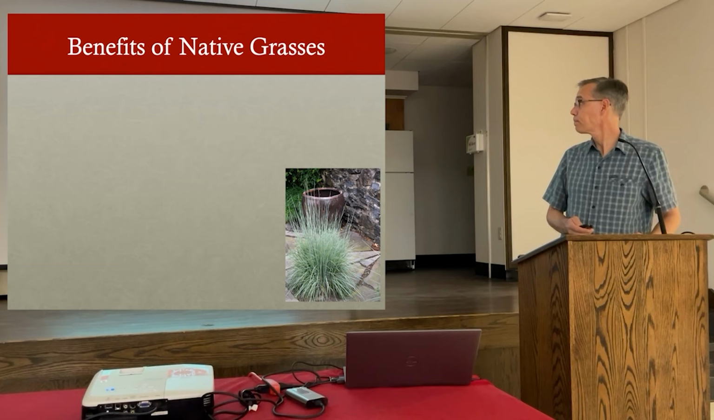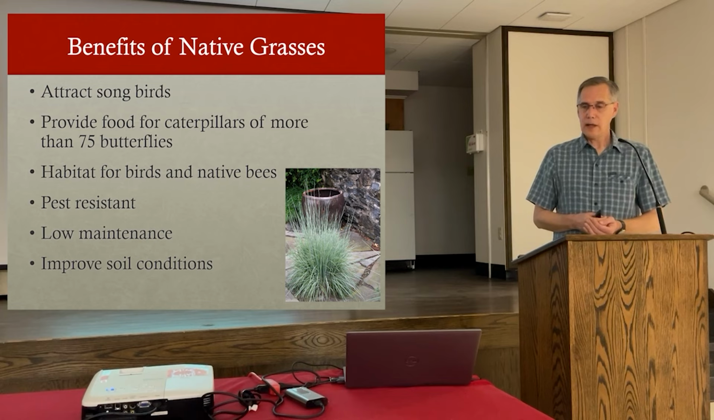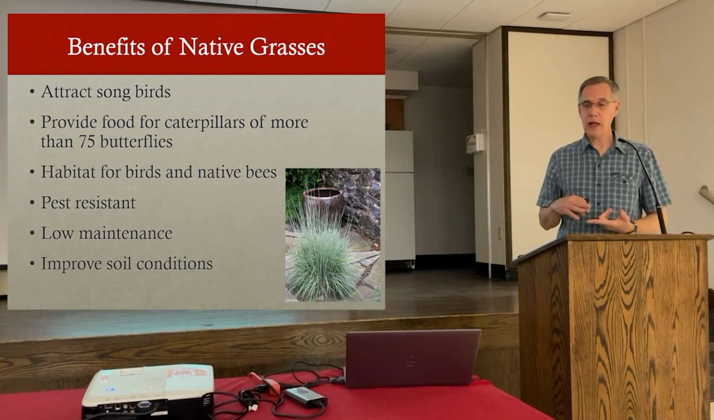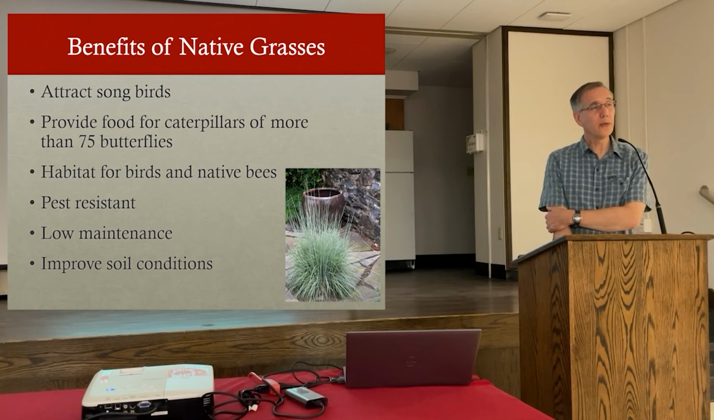And some grasses. Grasses can be important as well. They can attract songbirds when they're making their nest. They provide food for caterpillars and butterflies, habitat for native bees. They're often very pest resistant, and they're low maintenance. With their really deep roots, they can improve soil conditions as well.